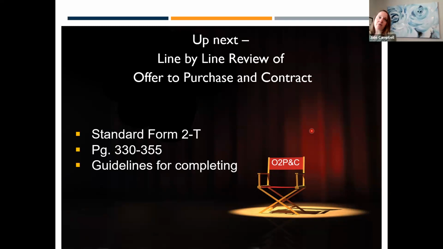You also have another resource in your real estate manual. So if you're in the big blue book, you might be a page or two off from me. If you're in the purple book, it's 330. If you're in the digital book, there should be its own little section you can scroll down until you see that review of major provisions in standard form 2T.